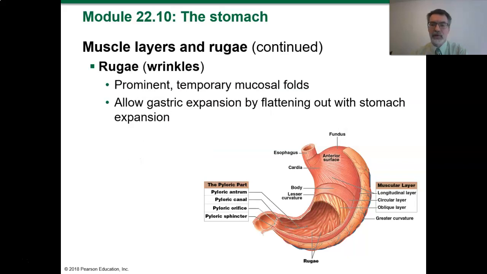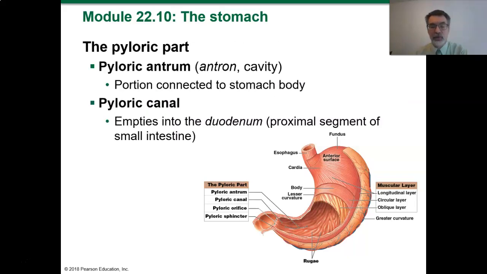Again, the stomach mucosa layer has these rugae. The rugae are created by folds in the muscle. So when the muscle layers are more relaxed, it creates ridges and folds along the mucosal layer. And when we stretch the stomach full of food, those rugae flatten out, allowing the stomach epithelia to stretch along with the stomach as we're filling it with food.